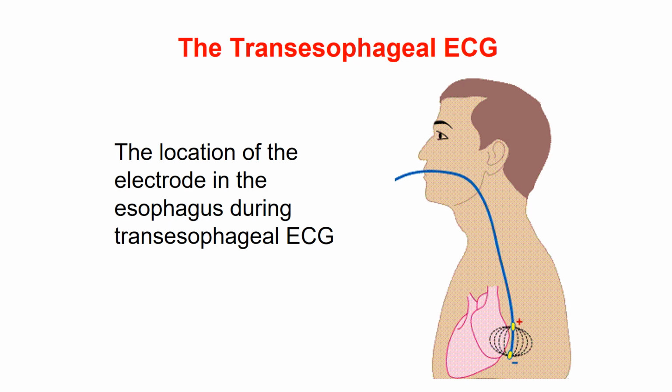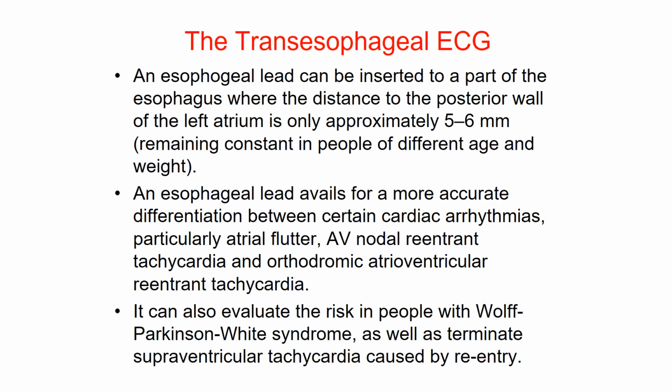The location of the electrode in the esophagus during transesophageal ECG. An esophageal lead can be inserted to a part of the esophagus where the distance to the posterior wall of the left atrium is only approximately 5 to 6 mm, remaining constant in people of different age and weight.